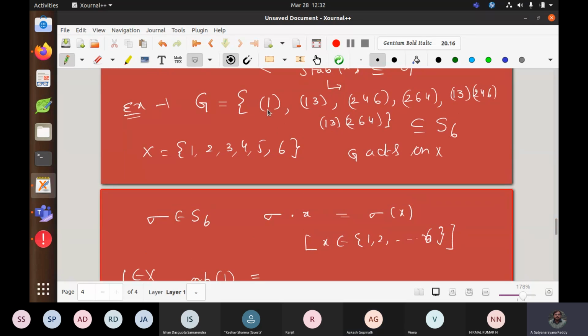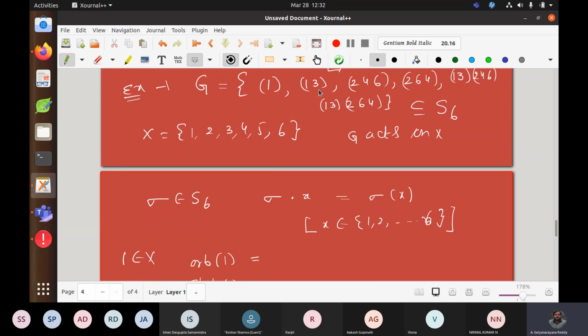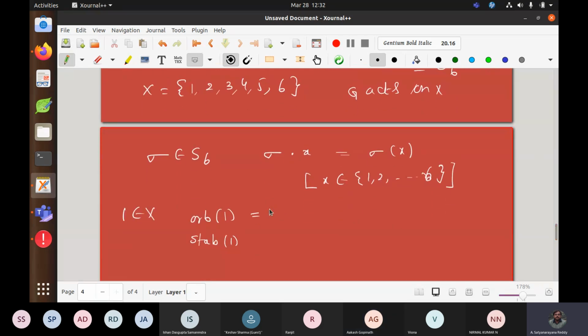See, already I gave the set here. These are the elements, right? I told you how the action is there, but these are the elements. So this takes 1 to 1 only. This takes 1 to 3. None of them are affecting here, also 1 to 3 and 1 to 3. So is there any permutation which takes 1 to some other element in this group G? No. So what is the orbit of 1? It is 1 comma 3.